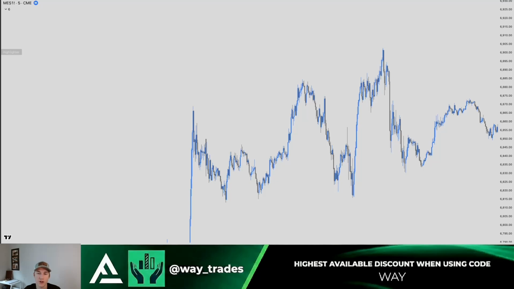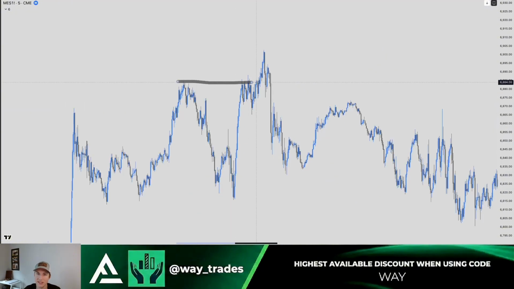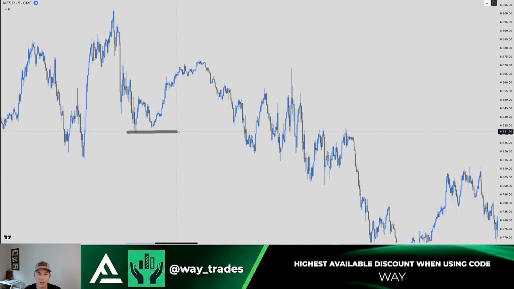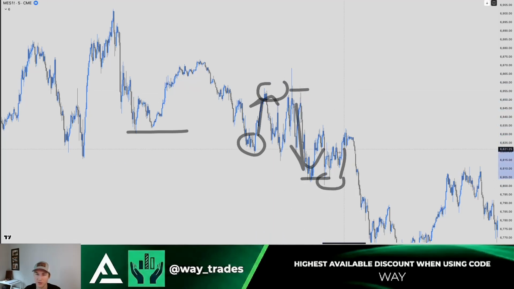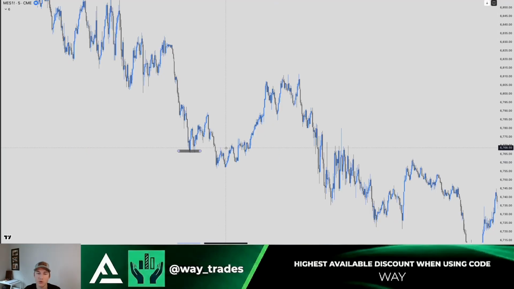Let's just go through this chart in live time. We have this high, get swept, reversal. This low, get swept, reversal. These highs get swept, reversal. These lows get swept, reversal. These highs get swept, reversal. These lows get swept, reversal. You get the picture. So now, why do these sweeps actually work and what's the driving force behind these sweeps?